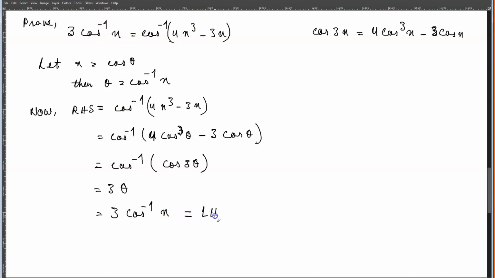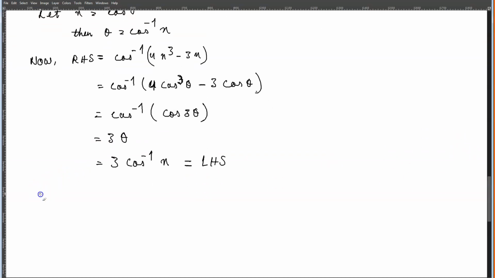That is equal to LHS. So that means that basically RHS is equal to LHS, and hence the identity is proved.